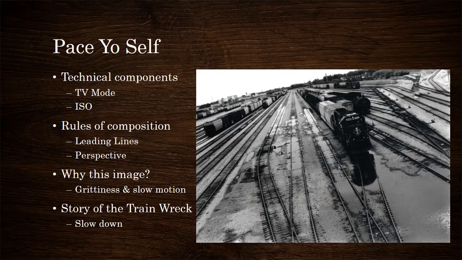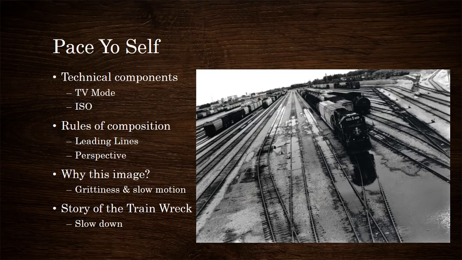Pace Yourself was taken in Chicago, Illinois, on a bridge overlooking a train yard right after some rain had fallen. The first technical component I chose to use with my 35mm camera was TV mode. TV mode allowed me to adjust the shutter speed and freeze the freight train in motion. I did not have to choose a fast shutter speed because the freight train was just beginning to move. My shutter speed was 1/60th of a second.